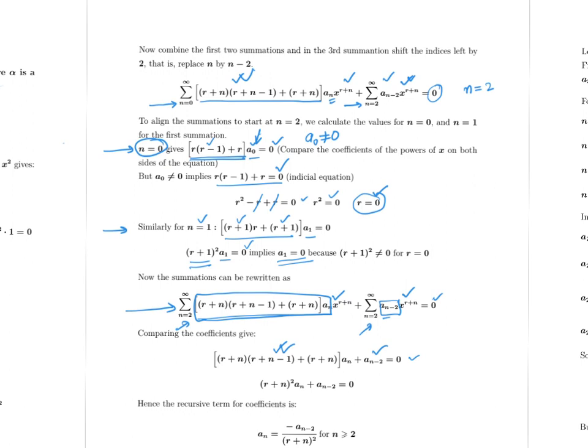Now if I factor out r plus n, I'll get r plus n minus 1, then plus 1 from here, that's going to give me r plus n. So r plus n times r plus n is r plus n whole square times a sub n plus a sub n minus 2 is equal to 0. This, by the way, is called a recursive formula, or recursive equation, or recursion.